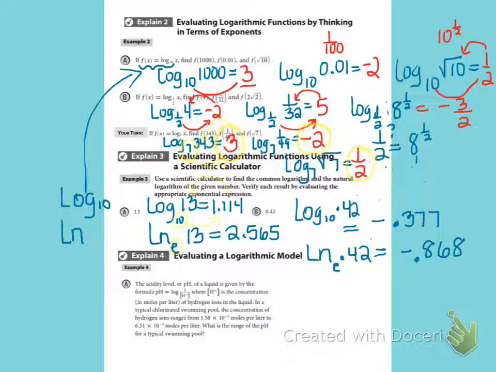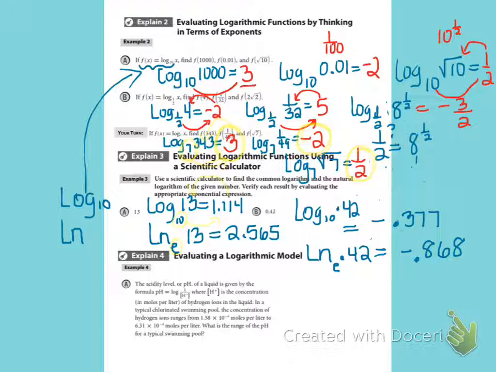And hopefully you found that when you raise 10 to the negative 0.377, which was what you should have gotten for the common log of 0.42, you'd get approximately 0.42. And when you raise e to the negative 0.868, you should have gotten again approximately 0.42.